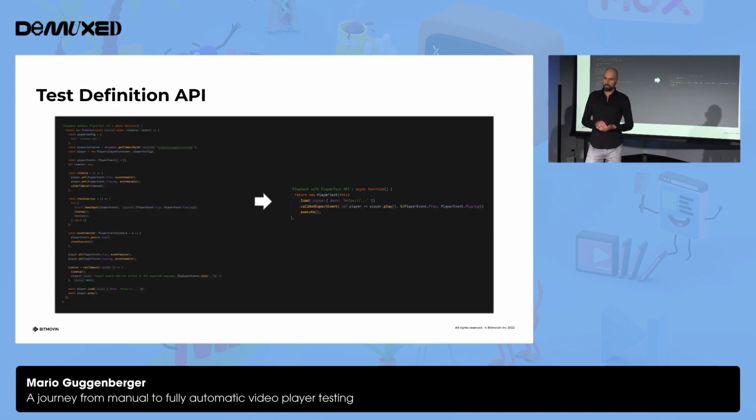Then, next we made writing tests simpler with a Fluent API. So this is an example of the test case I mentioned earlier. On the left, the traditional implementation, and on the right, abstracted by this API. That's a 90% code reduction and really makes a difference. And yeah, today we have much more than 1,000 test cases written this way.